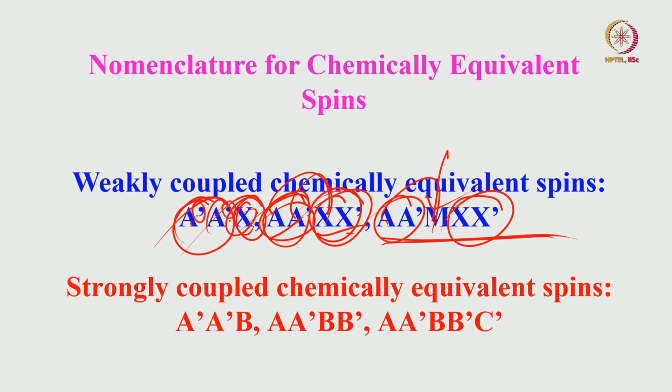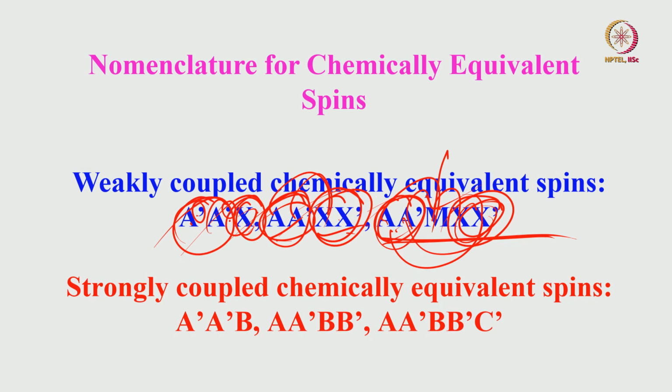Now, there can be a coupling between A and M, A prime and M, X and M, X prime and M, and coupling between A and X will be there, A prime and X will be there. They are all strongly coupled, and between A and M they are weakly coupled, between X and M they are weakly coupled, and they are all equivalent spins, A and A prime. So, for equivalent spins, the prime notation is given.